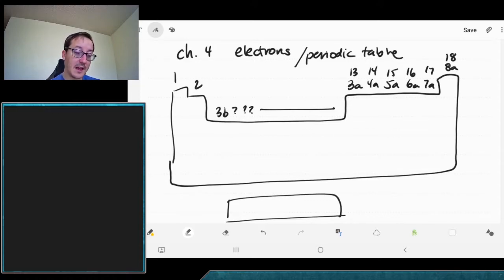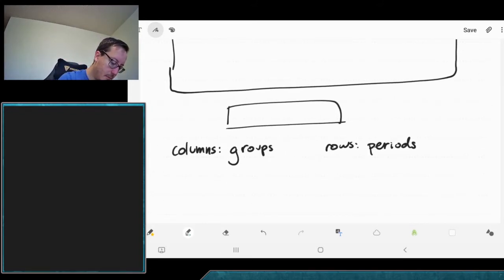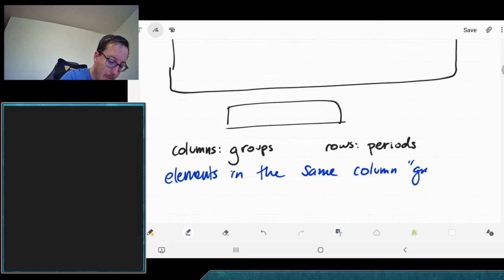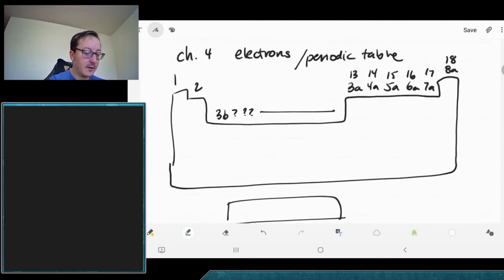The periodic table is designed, at least historically, such that things in the same column or group, as we call it, behave similarly. Everything in group 1 tends to react the same. They tend to have similar properties. Everything in group 7, or 7A, or 17, behaves the same as everything in that column.